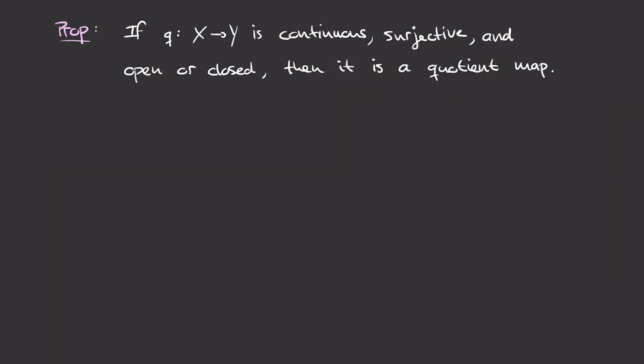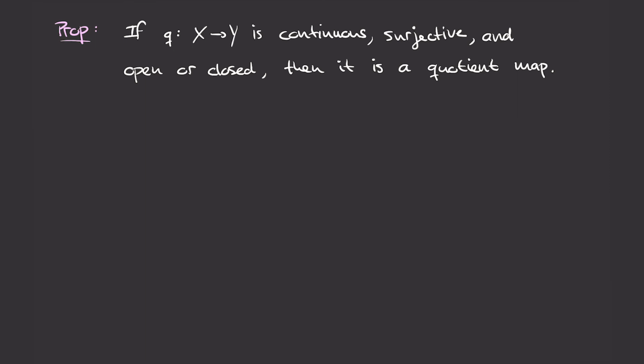To wrap up this video, let's just briefly go through some more properties that hold for quotient maps that we've basically already discussed, but I'd just like to summarize them because they're important. So the first property says that if we have a continuous surjective map from X to Y that is either an open map or a closed map, then it is in particular a quotient map. I basically already gave the proof for this when we were discussing a previous proposition.